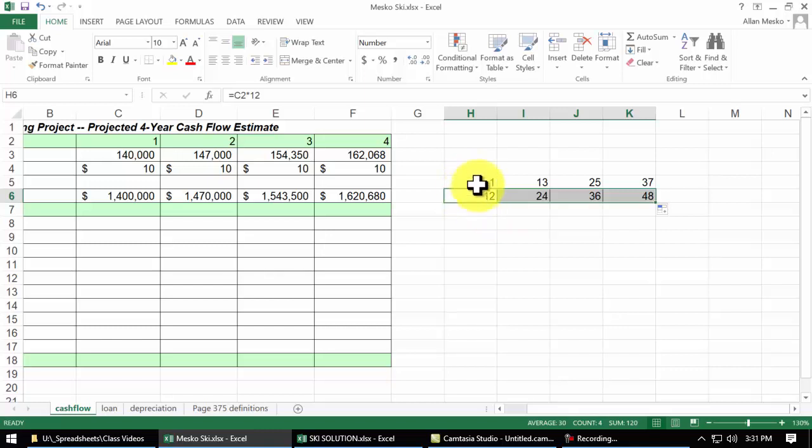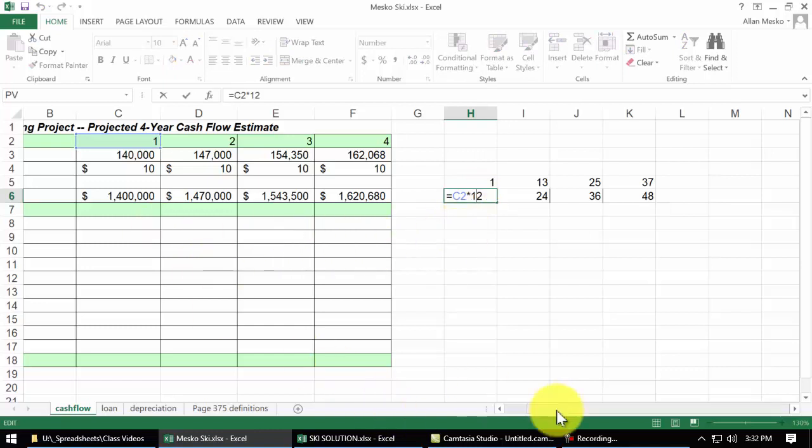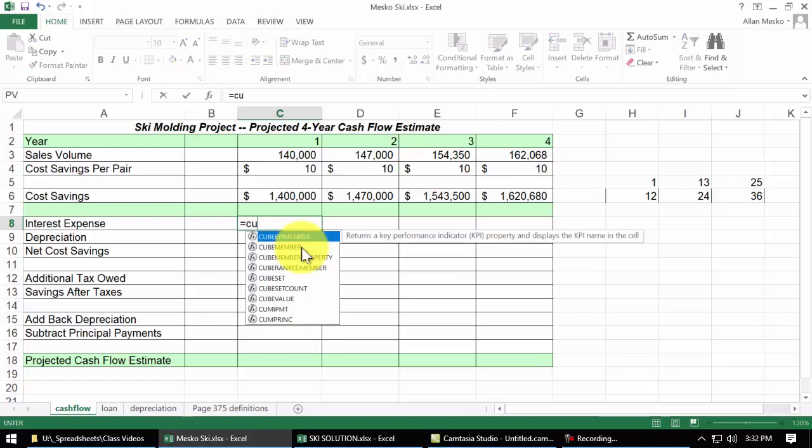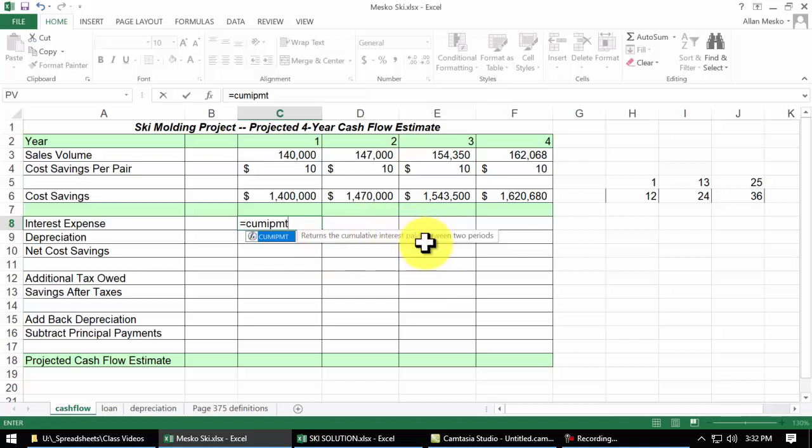So the first year we want to know what's the cumulative interest for periods 1 through 12, then 13 through 24. So that's kind of a little numbers game that we need to understand so that when we write the main formula, that will make sense. So our interest expense, we can use the cumulative interest payment, and that is CUMIPMT. It returns the cumulative interest paid between 2 periods. So you can pick the length of a loan, say how long it is, and etc.